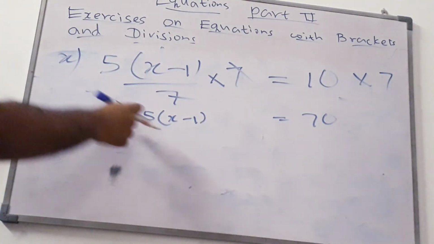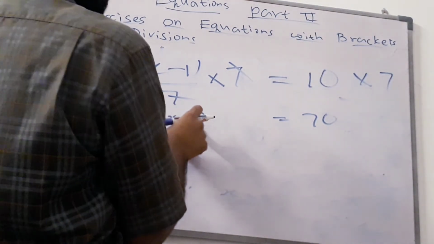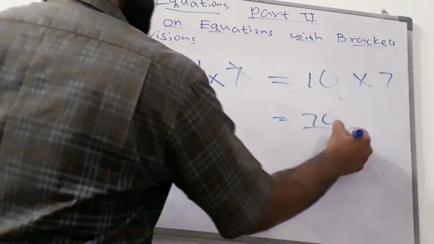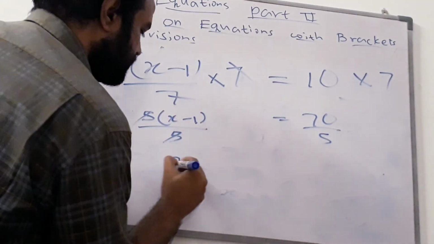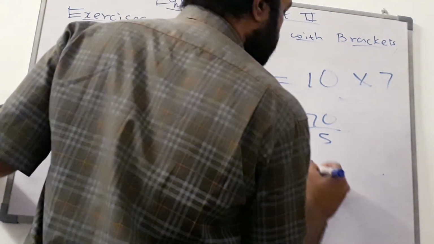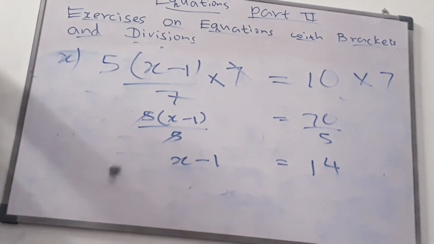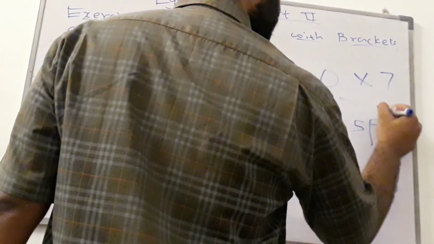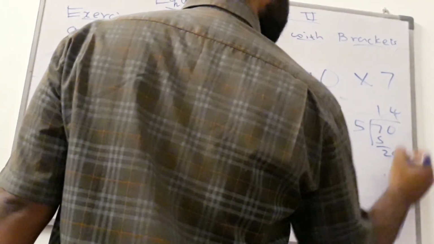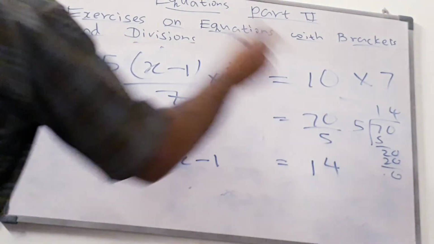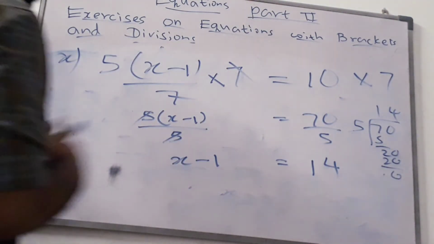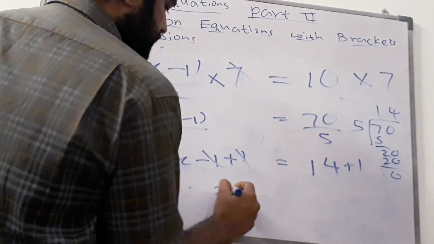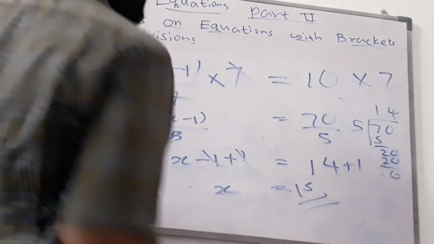Now we have to remove 5. 5 is outside the brackets. Now 5 is common to both these terms and 70 is a multiple of 5. Divide by 5, 5 and 5 get cancelled. X minus 1 equals 14. If you divide 70 by 5, it is 14. Now I am going to remove minus 1 by adding 1. 1 and 1 get cancelled. X equals 15. Okay, that's it for today.